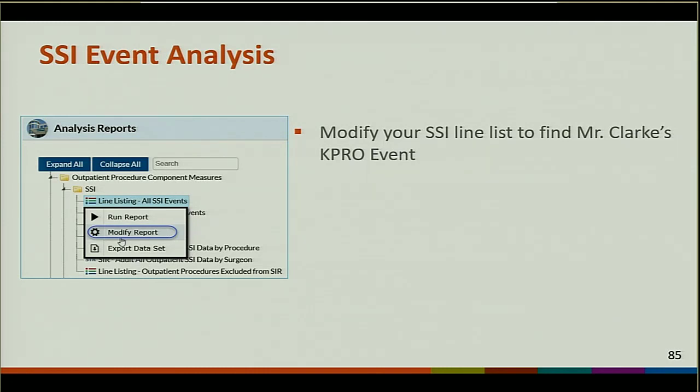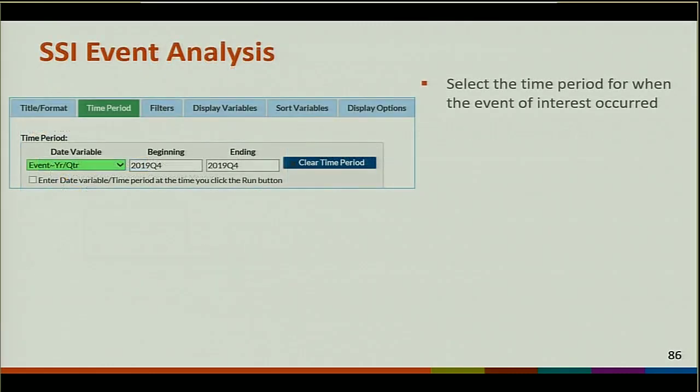Finally, moving on to SSI Event Analysis, after we've analyzed the procedures, we may want to look at SSI events, specifically the one that we have for Mr. Clark's KPRO event. We will go back to the Analysis Reports folder SSI and find line listing all SSI events and modify the report to find Mr. Clark's. Similar to the other screens, we're going to select a time period in which we know Mr. Clark's event was recorded. Because this event was recorded during Q4 of 2019, we set a date variable, YR quarter, to 2019 Q4 to begin and end of that same quarter.